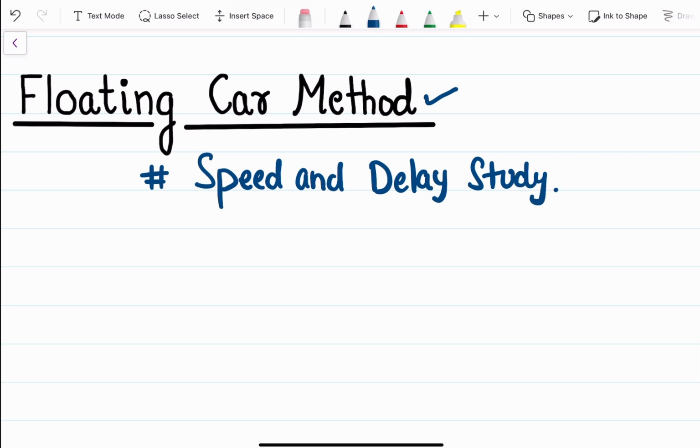By this method, we want to find out the journey speed and the running speed, and the time loss in between the study section. The probable cause for this delay is found out using the floating car method, and after that, the average journey time is assessed.